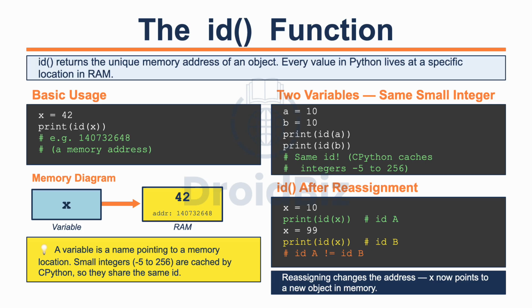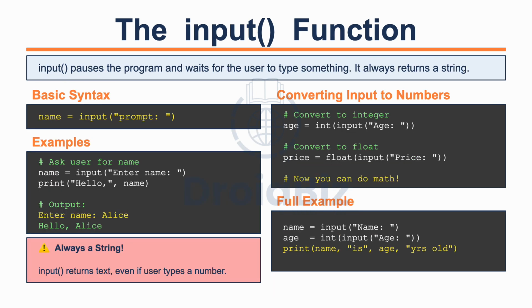In Python, variables are just labels pointing to objects in memory. The id function lets you see exactly where those objects live. Now, let us look at the input function. This is how you get information from the user while your program is running.